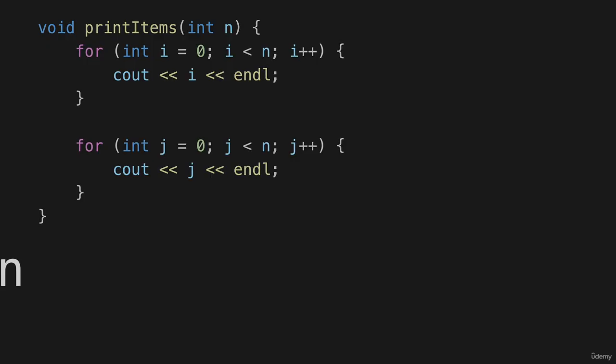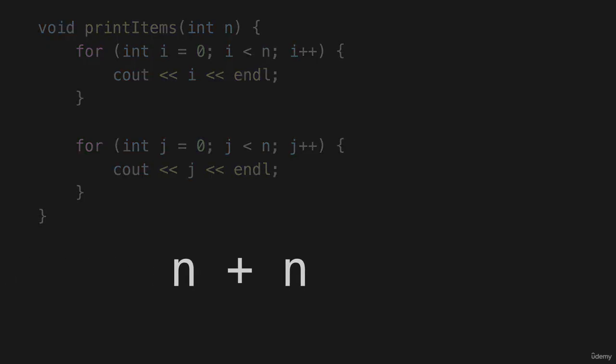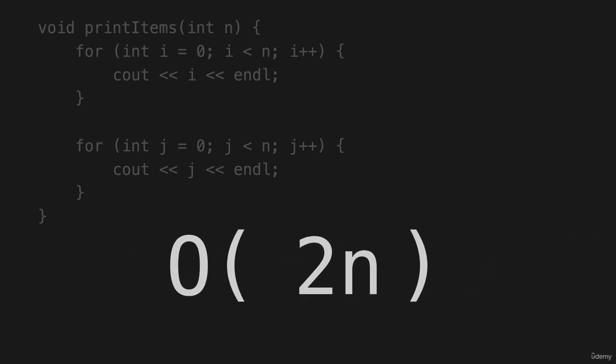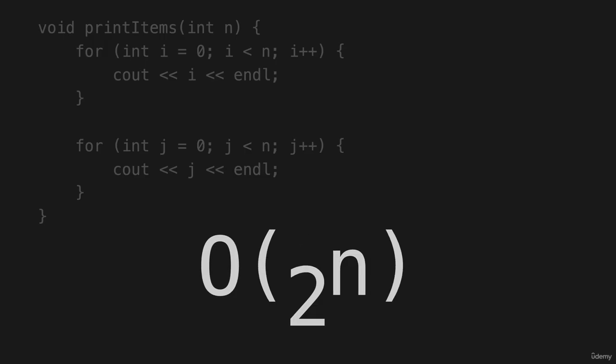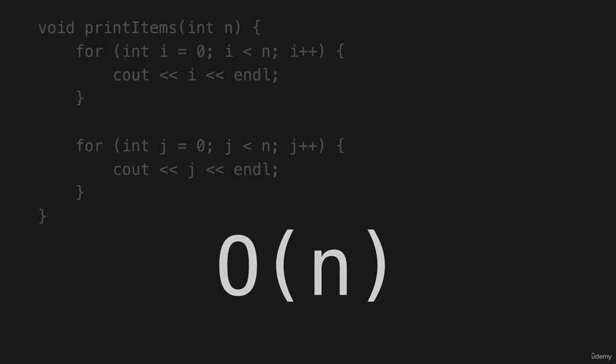So this function ran n plus n times, or 2n. You might think that we're going to write this as O of 2n, but we don't. We will always drop the constant and just call it O of n. So it doesn't matter if it's 2n or 100n, we're going to drop the constant.